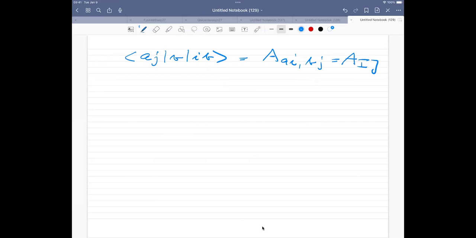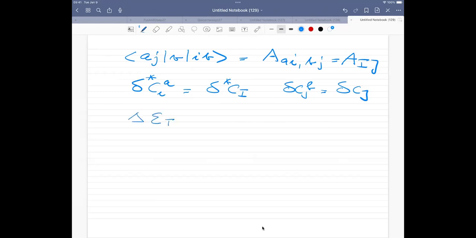So you see now this kind of matrix notation being sneaked in. So that means that my delta C_IA is just going to be given by delta C_I. And similarly, my delta C_JB is going to be delta C_J. And then I can do the same thing with these single particle energies. I'm just going to define a new quantity, delta epsilon_J, which is equal to epsilon_A Hartree-Fock minus epsilon_I Hartree-Fock, multiplied with delta_AB and delta_IJ.